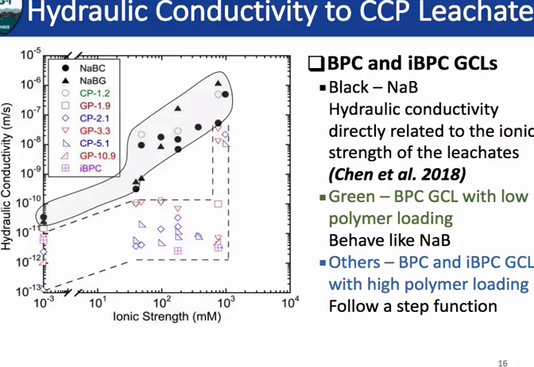Okay, here are the results. They show the hydraulic conductivity of GCLs to the leachate chemistry. We can see the black circles here; they show the sodium bentonite. We can see in the shadow zone that the traditional sodium bentonite has hydraulic conductivity directly related to the ionic strength of the leachate. When you have higher ionic strength, the hydraulic conductivity of sodium bentonite also increases.